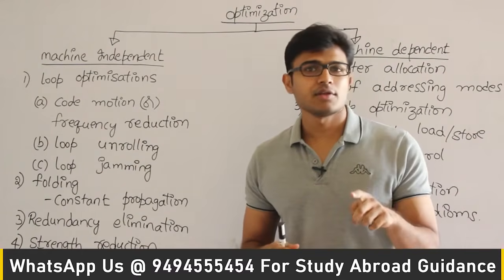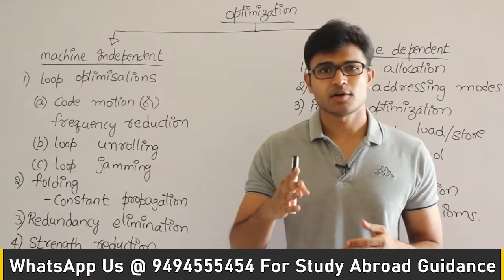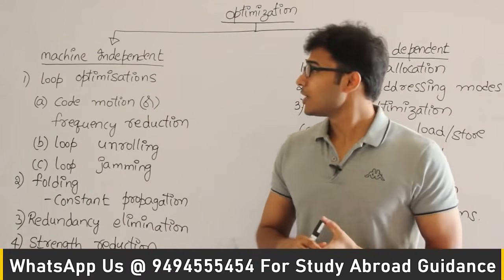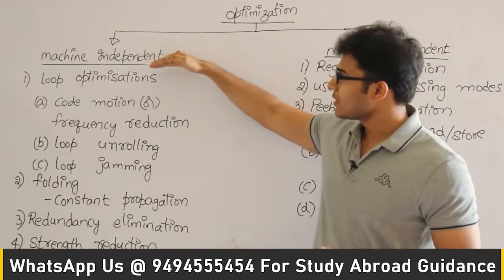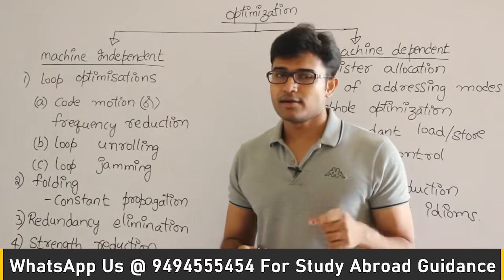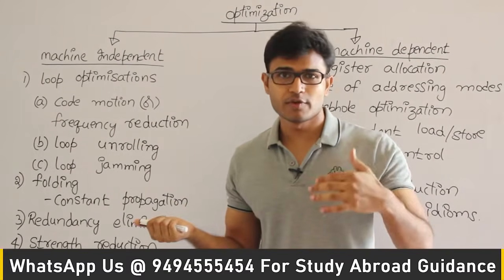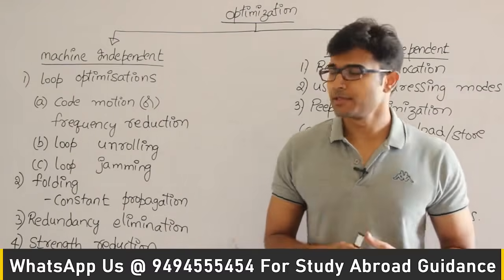Therefore, depending on the capacities of the machine, we could do some optimizations, and some optimizations are applied for all machines. For example, see this. Machine independent means loop optimizations. Every program is going to have a loop, and in that loop we can do some optimizations, that is loop optimizations.